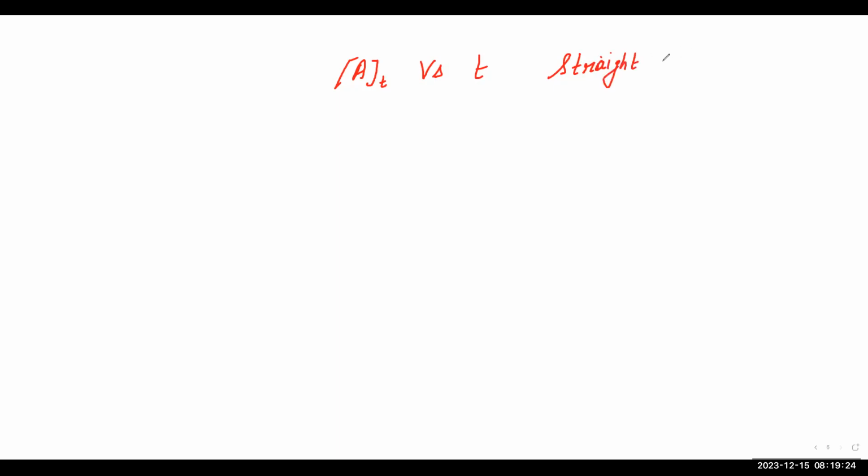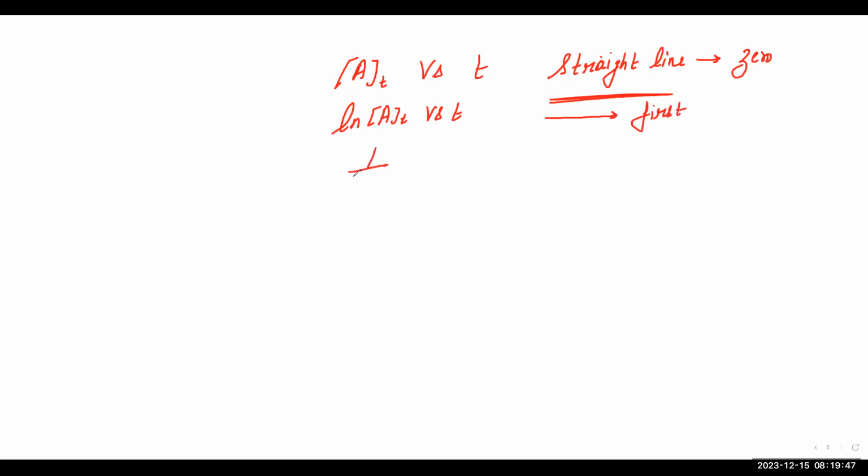Straight line. What is the order, children? Zero. If ln A_t versus t is a straight line, what's the order? First. This you should know now.